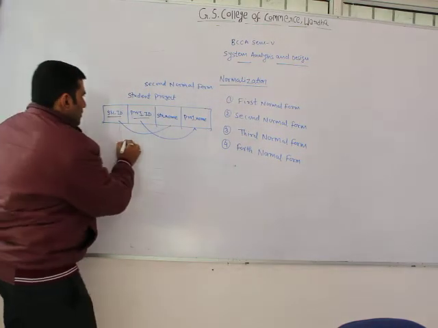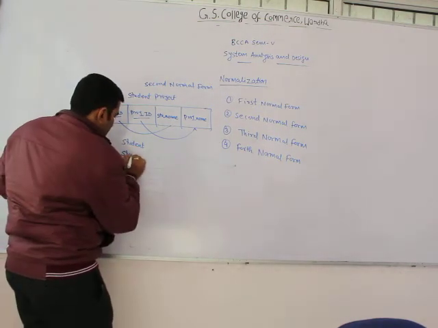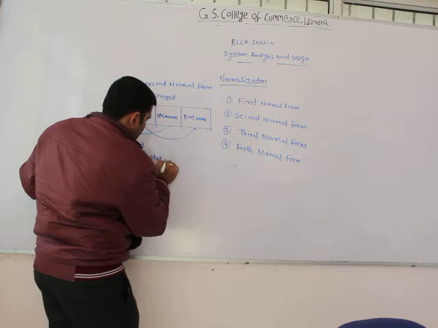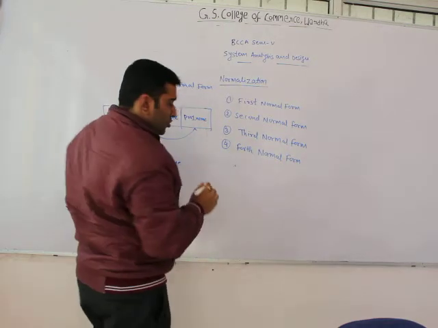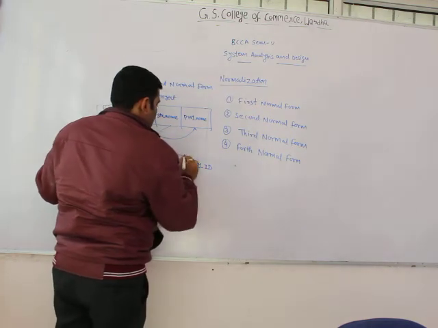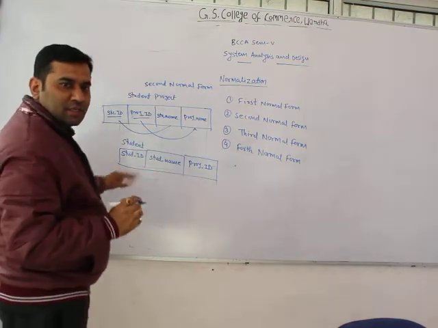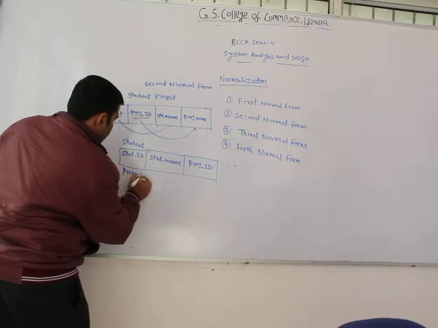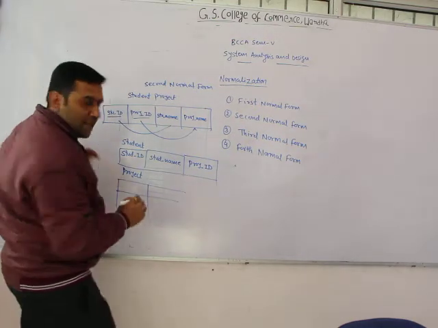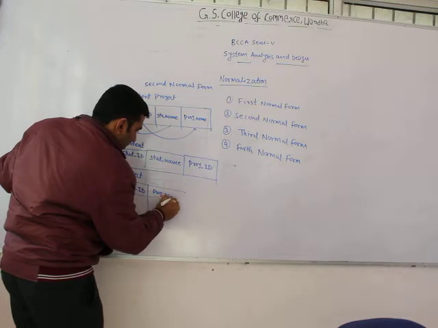In this way, student ID, student name, project ID, student name and their project ID in the student table, and in the project table, the project ID and project name.